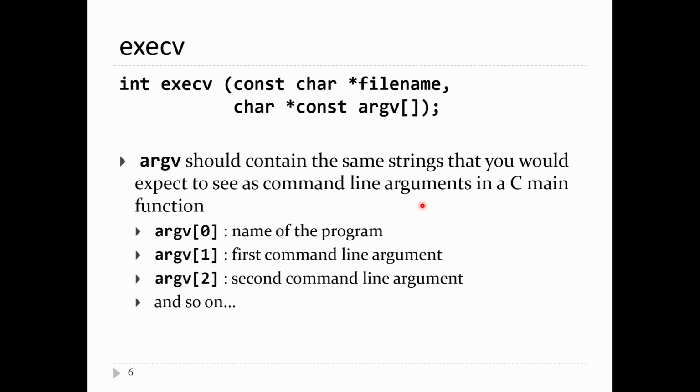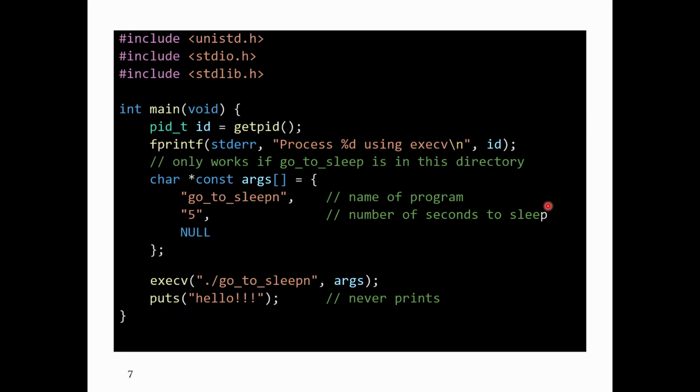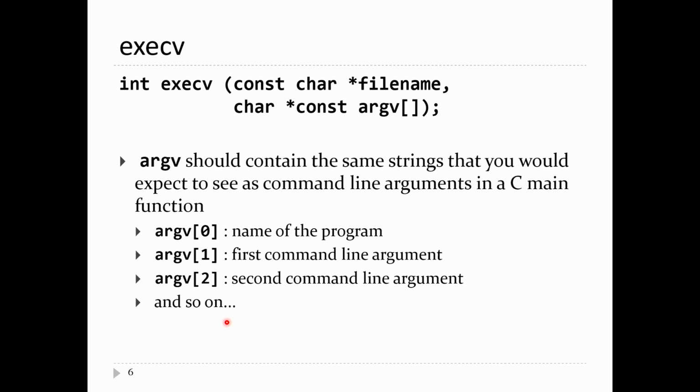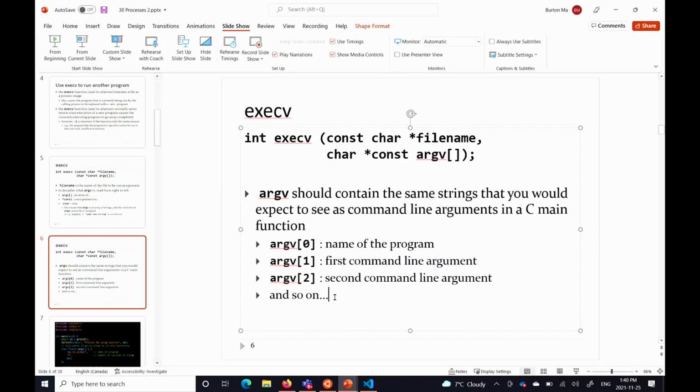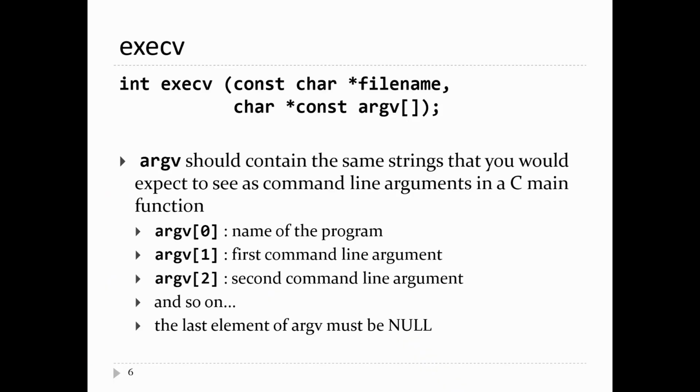Oh yeah, right. There's something I have not... It's here. Okay, so there is something missing here. Let me put it in. That's a good point. The last element of argv must be null. Thank you for pointing that out, because otherwise that's how it knows. So it just iterates over the elements of the array until it sees null.